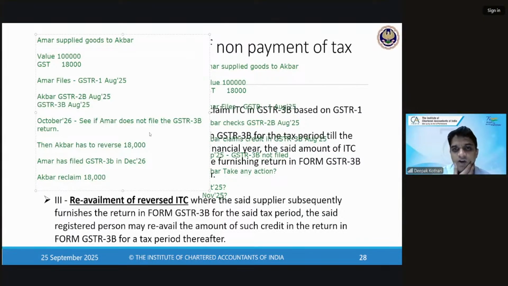How to write an exam, the provisions, notifications, rules and sections, and how to learn GST. The ITC sections you must learn; the other sections you don't have to learn. ITC sections are very important, so you'll have to learn them.